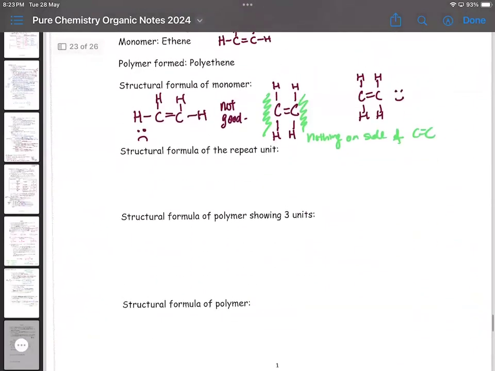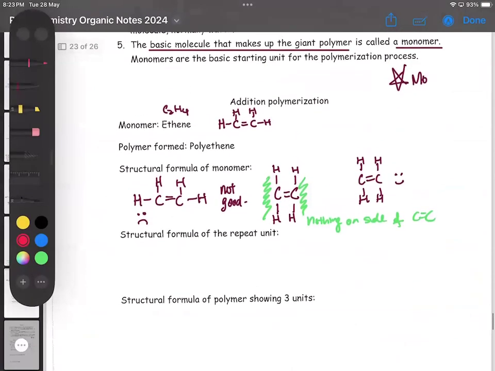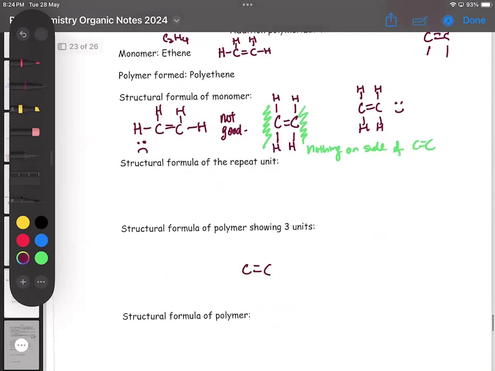Alamak, let me draw this again. Let's do a quick refresher. So always draw it like this. So 3 units.